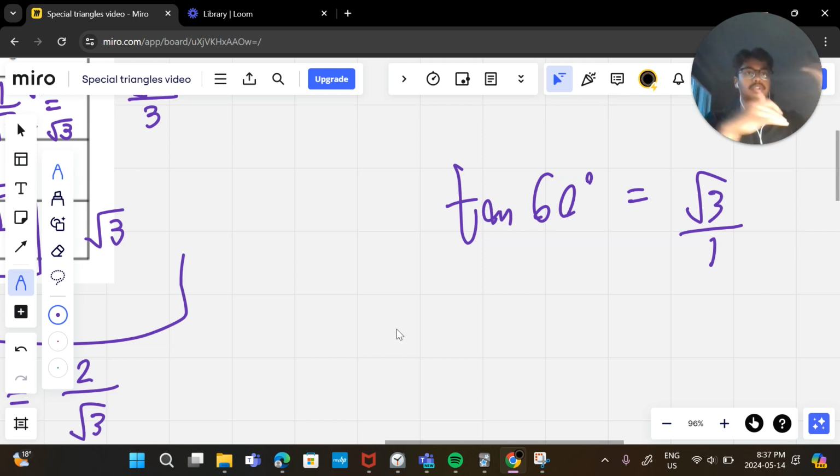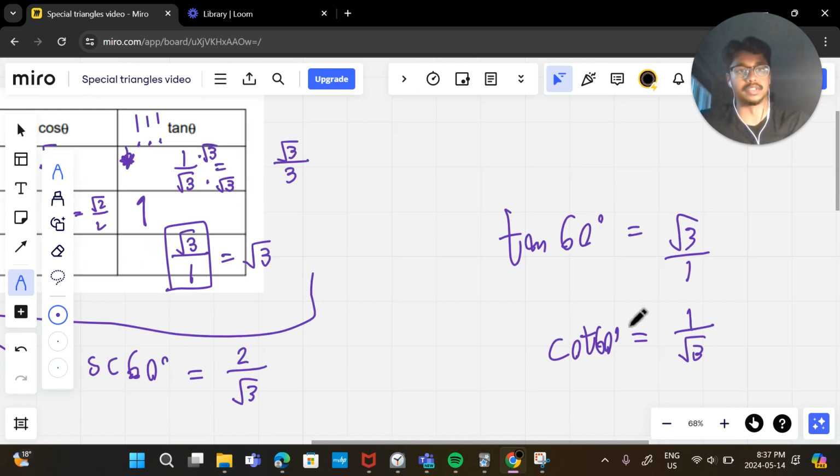So we know that the reciprocal of this would be 1/square root 3. And the reciprocal of tan 60 would just be cotangent 60 as well, right? So that's exactly what we have down here.